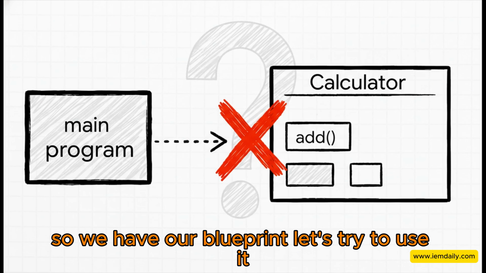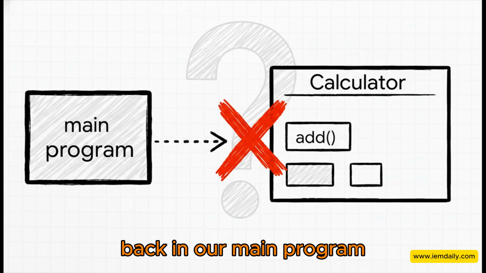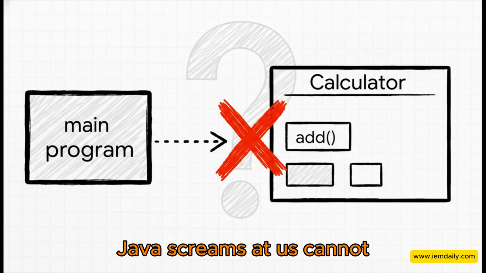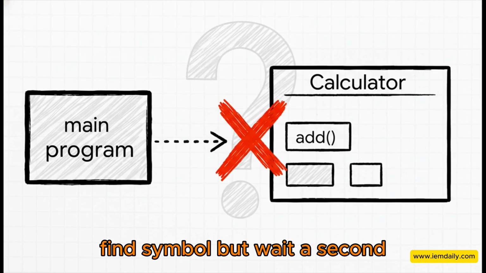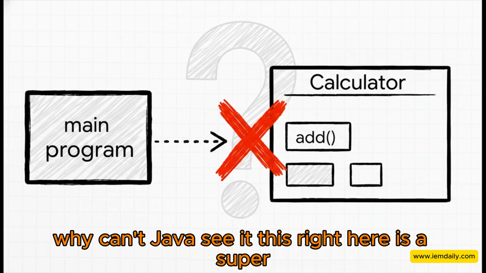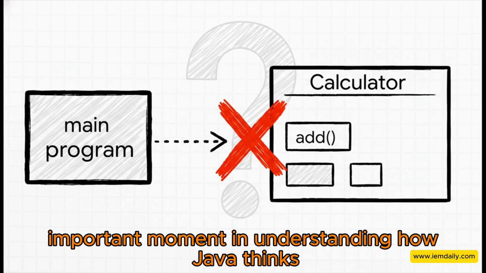So, we have our blueprint. Let's try to use it. Back in our main program, we just try to call our add method. And bam, error. Java screams at us, cannot find symbol. But wait a second, the method is right there. We just wrote it. Why can't Java see it? This right here is a super important moment in understanding how Java thinks.